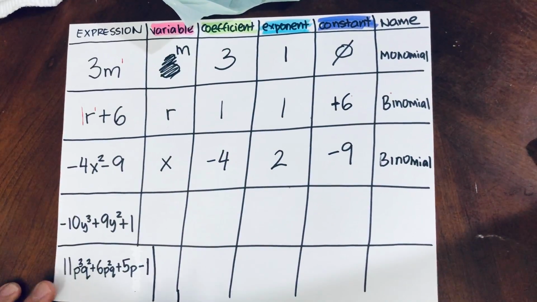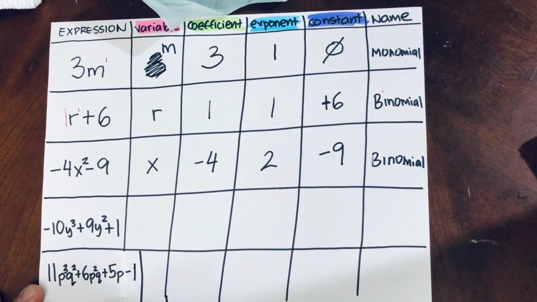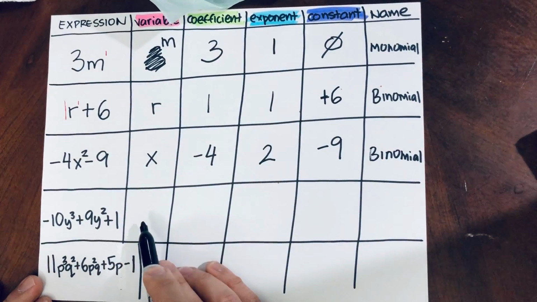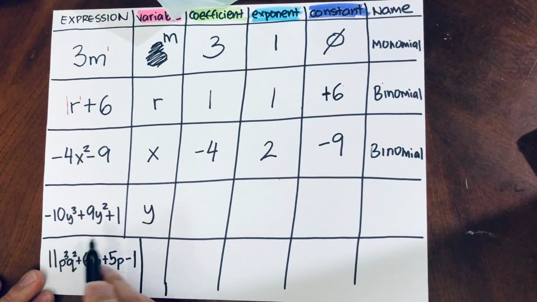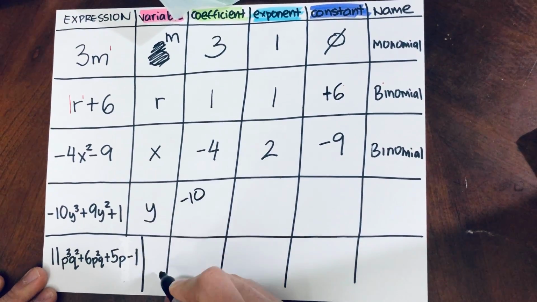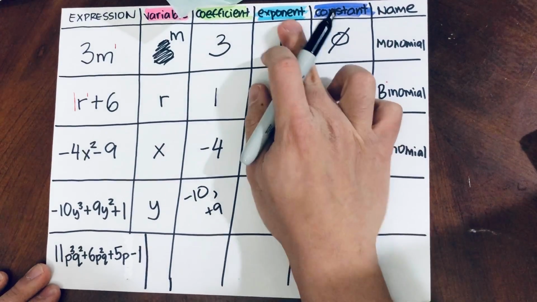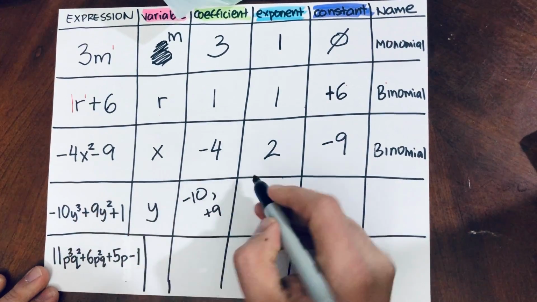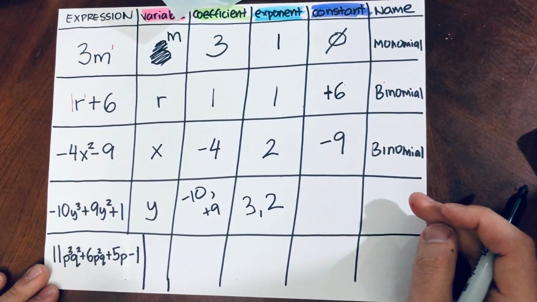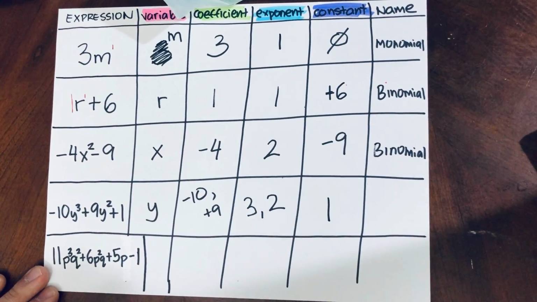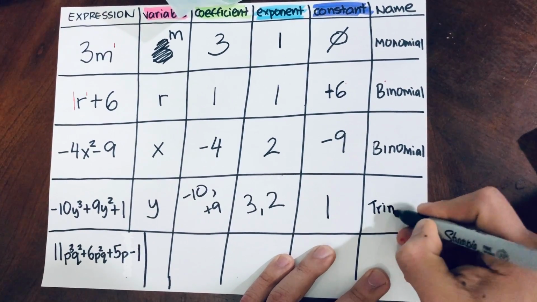All right. Now, the next question. -10y cubed plus 9y squared plus 1. So, what's my variable in this case? My variable is y. What's my coefficient? There are actually 2 coefficients in this case. So my first one is -10, and my next one is +9. So there are 2 coefficients. How about my exponent? Now for exponent, there is the number 3 and the number 2. How about my constant? My constant is a number on its own. So in this case, it is 1. How many terms are there? 1, 2, 3. So it's called a trinomial.